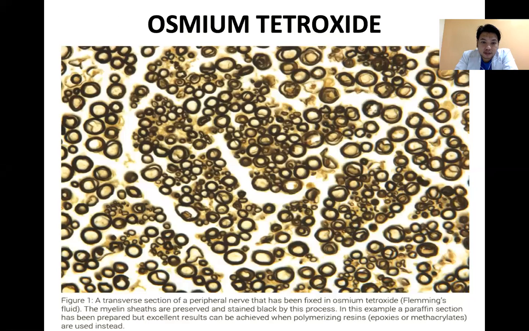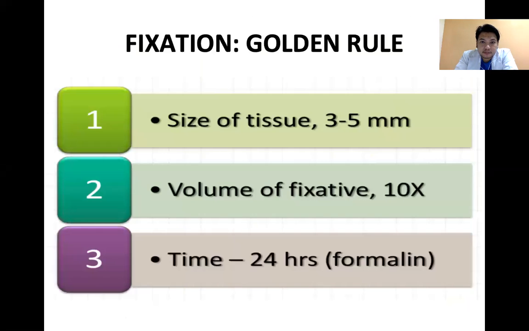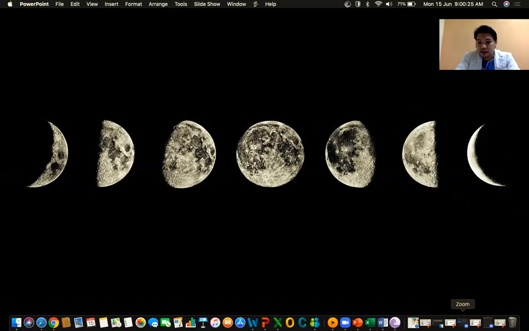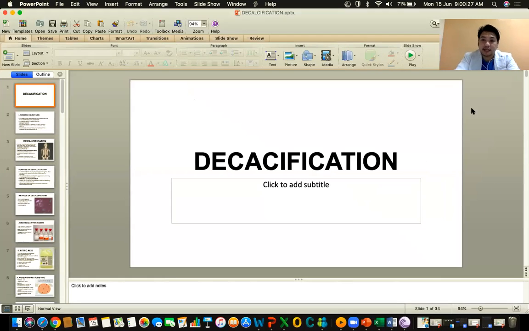Fixation. For the golden rule, the size of the tissue is 3 to 5 millimeters, and the volume of fixative is 10 times that. Time is usually 24 hours for formalin. So that's the end of our fixation. And the last topic today is decalcification.